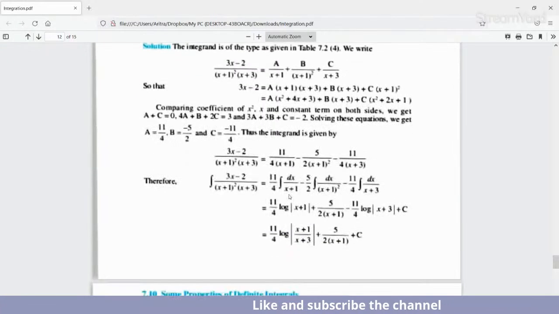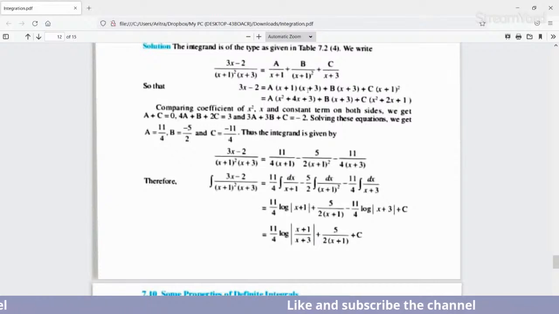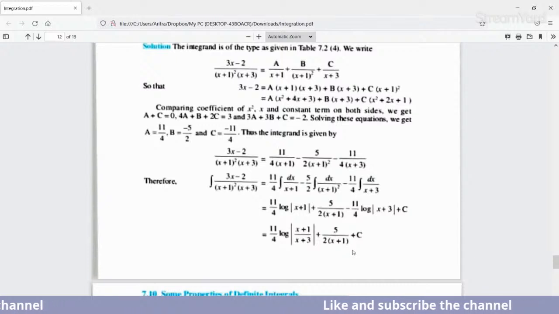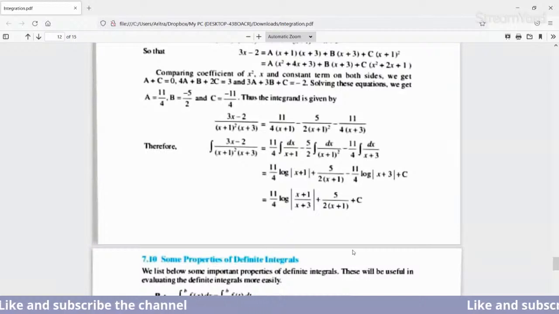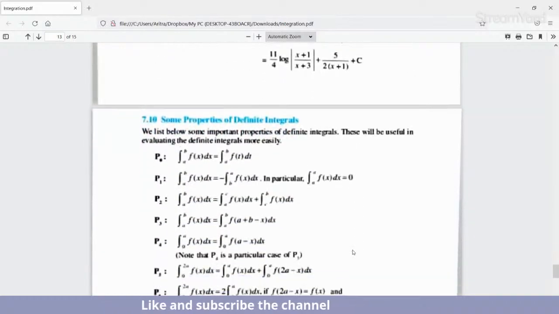Then you have to solve the three equations, get those three unknown values of a, b and c, put them again in this equation. You will get a proper form. Then you will integrate them and you will get the answer as 11 by 4 log mod of (x plus 1) by (x plus 3) plus 5 divided by 2 into (x plus 1) plus c. Simple. You just have to know the expressions in which it will be, the sums will be given. If some adjustment is required, you have to do it and go ahead with the forms and compare and get it done.